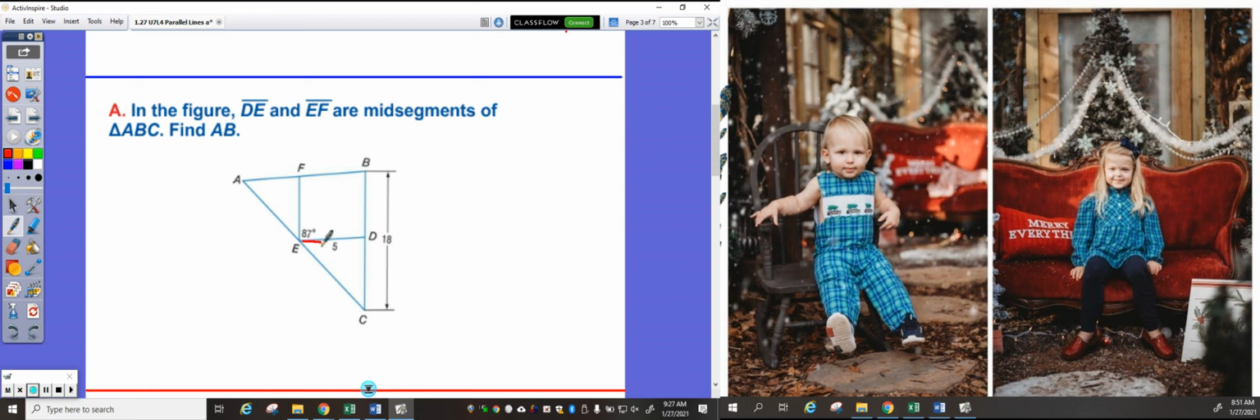This is a midsegment, and this is a midsegment. So what's the value of AB? 10. What's the value of EF? 5. I can't see that. 9. Because this is 18. So if this is the midsegment, this is 10. If this is the midsegment and this is 18, then this is 9.